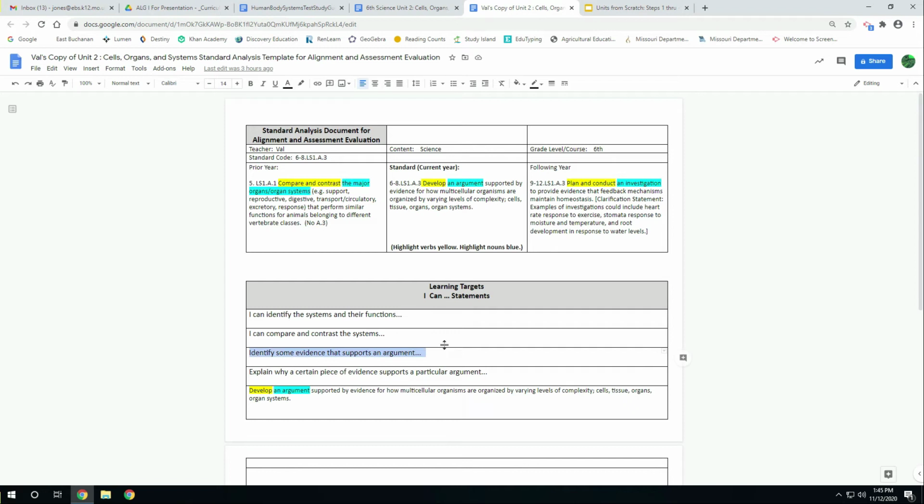Identify some evidence that supports an argument. Down here my final is develop an argument and have evidence, and boy, it's real specific. This is more general, and this is just to see if we can identify whether evidence actually supports an argument or not. So it's a scaffold to work up to; identifying evidence that supports is a scaffold to giving your own evidence.